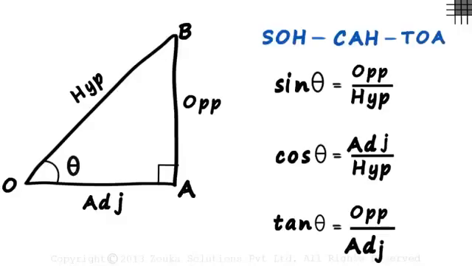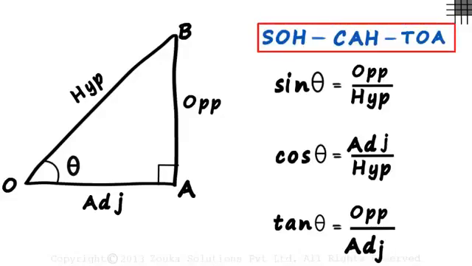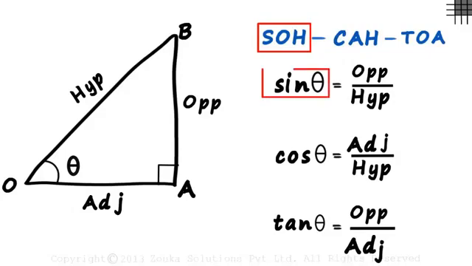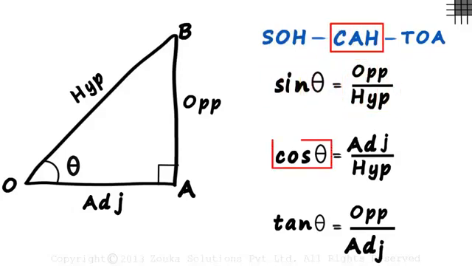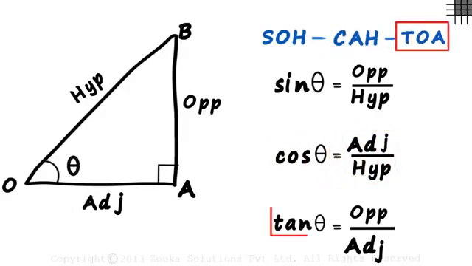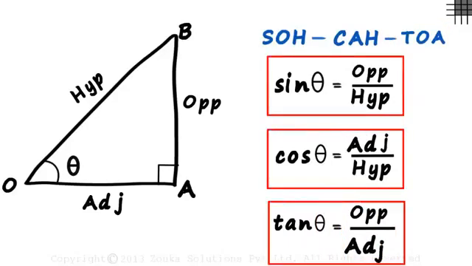Before we move on to understanding the concept of a unit circle, let us review what we did previously. The code we used to remember the formulae is so ka twa. So tells us that sine theta is opposite by hypotenuse. Ka tells us cos theta is adjacent by hypotenuse. And twa tells us tan theta is opposite by adjacent. These are the three basic formulae we use in trigonometry.